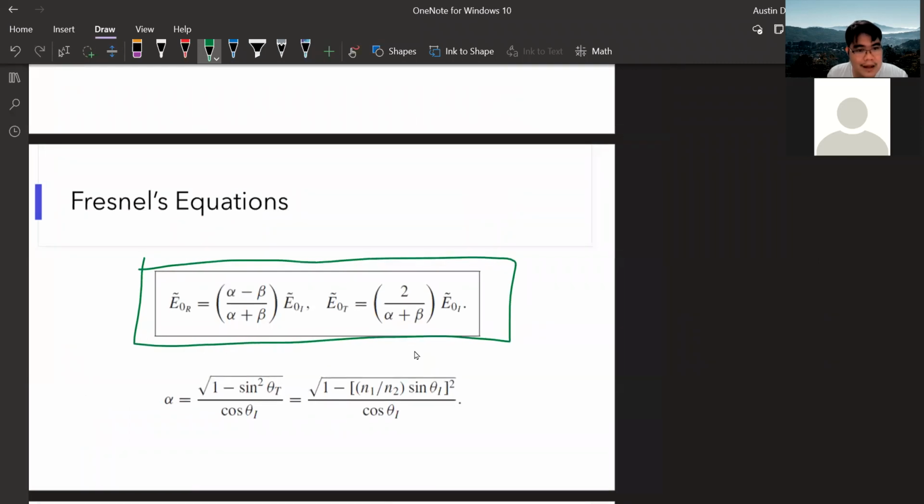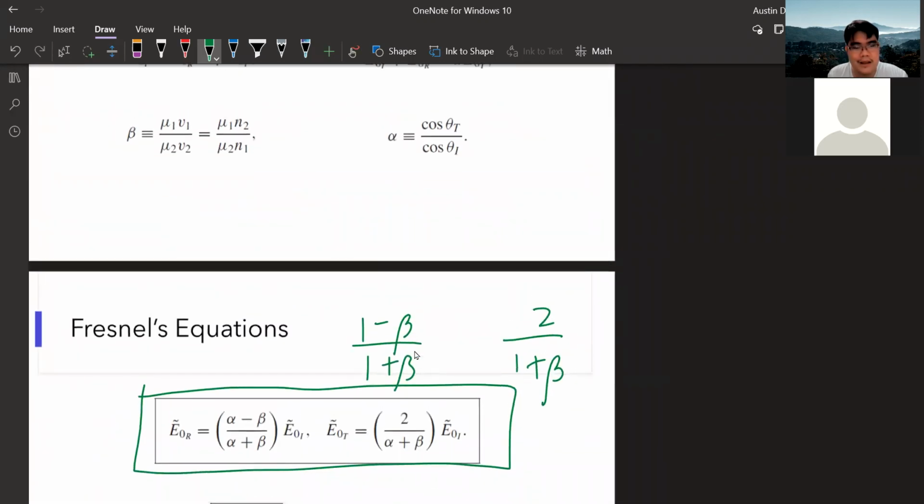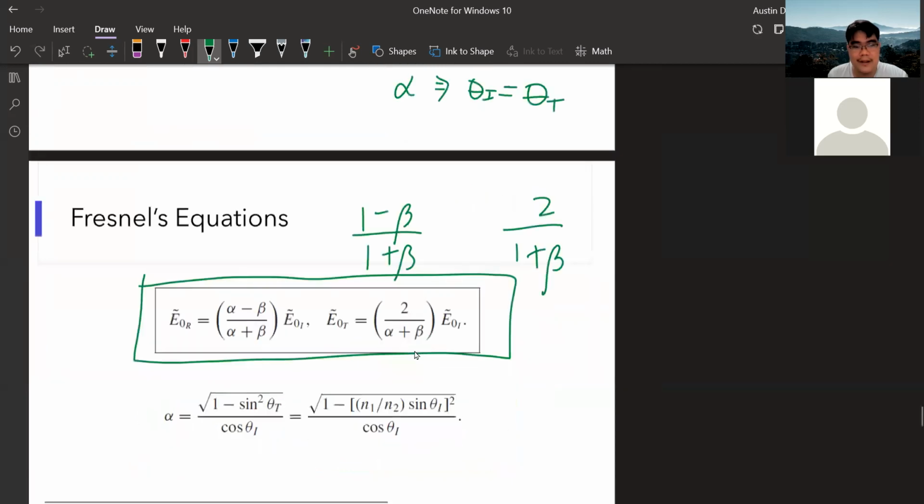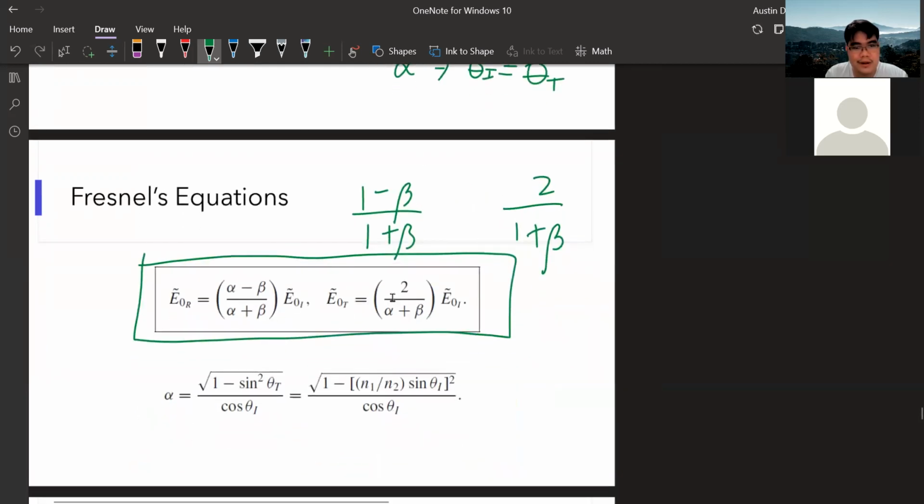And mapapansin mo na parang kamukha niya yung mga previous result. Kasi ang previous result is 1 minus beta, 1 plus beta. Then the other one is 2 over 1 plus beta. Okay, so kailan magiging 1 yung alpha mo? Kapag head-on collision ka, di ba? So kapag equal yung theta I sa theta T. So ito yung pag normal incidence ka, yung kanina, equal lang tong dalawang to, so it reduces to 1. Okay? It reduces to 1.